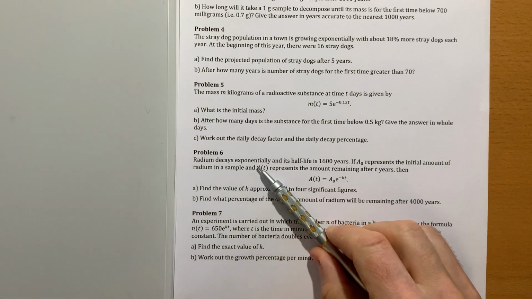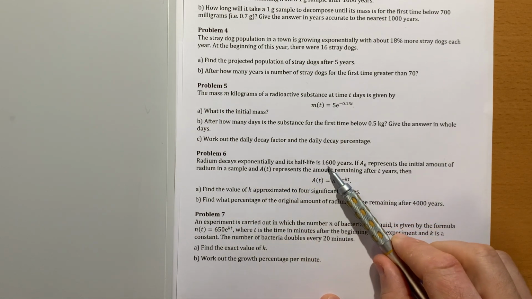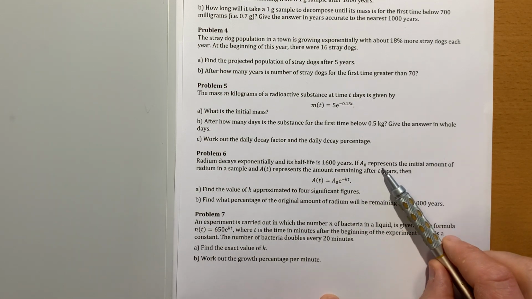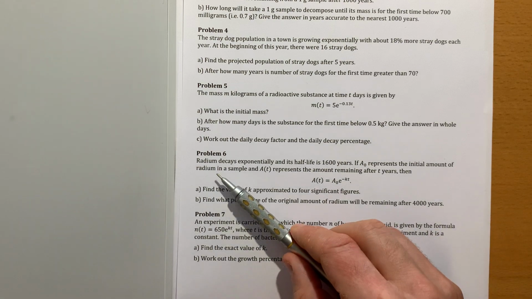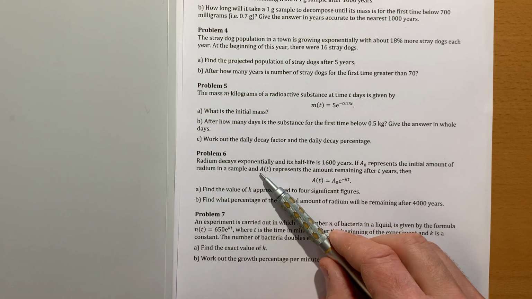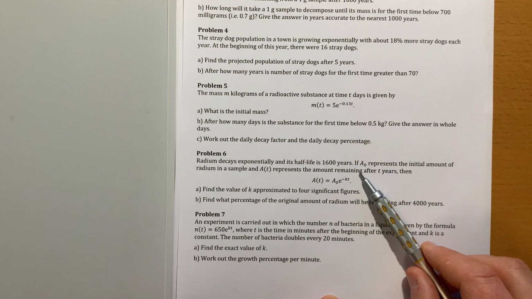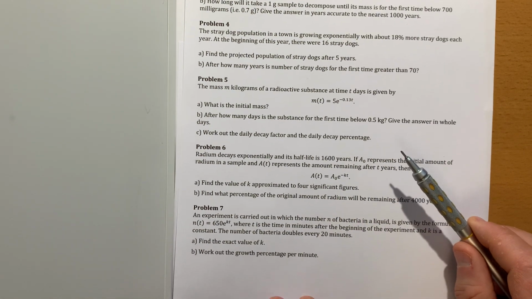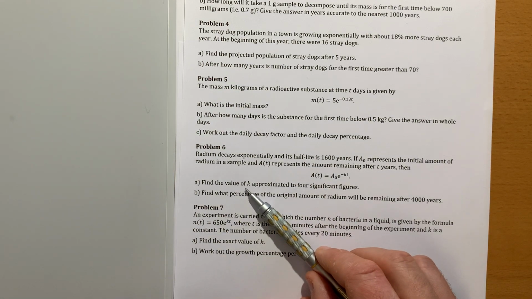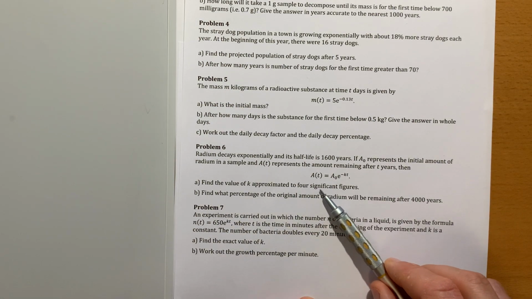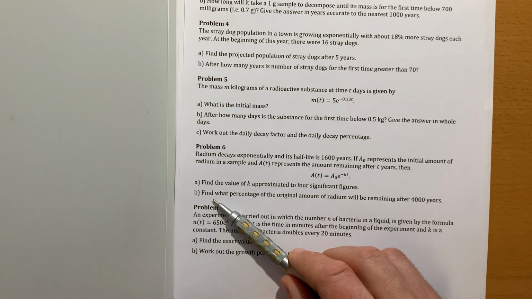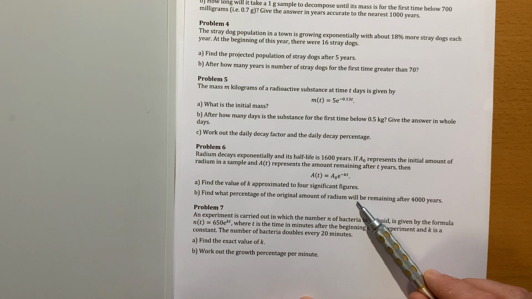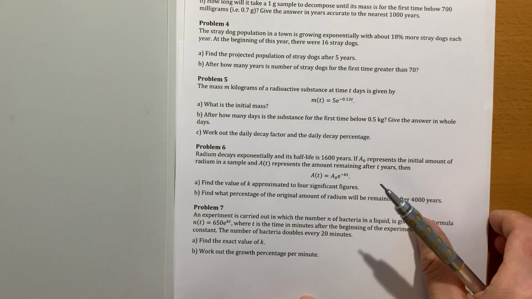Radium decays exponentially and its half-life is 1600 years. If A0 represents the initial amount of radium in a sample and A(t) represents the amount remaining after t years, then this is the function. Find the value of K approximated to 4 significant figures. Find what percentage of the original amount of radium will be remaining after 4,000 years.